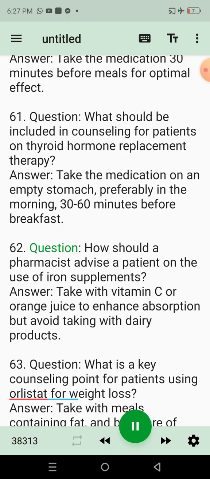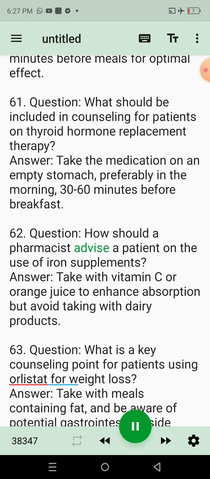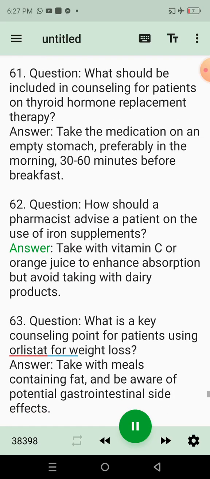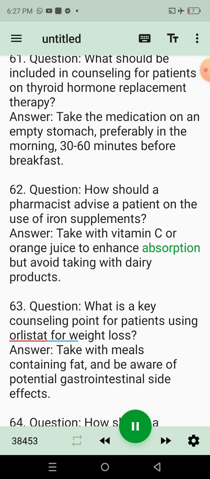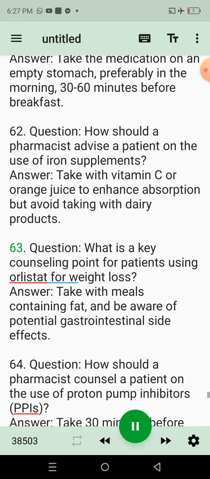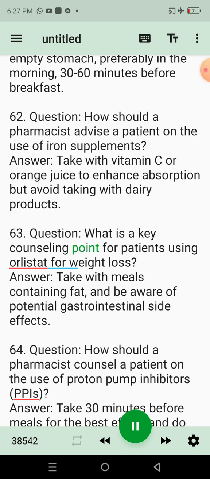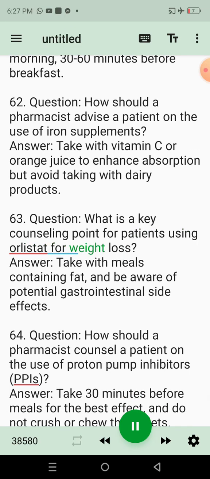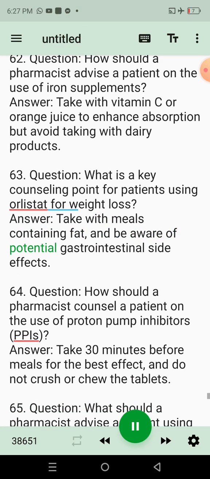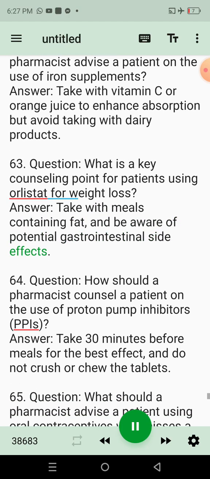62. Question: how should a pharmacist advise a patient on the use of iron supplements? Answer: take with vitamin C or orange juice to enhance absorption, but avoid taking with dairy products. 63. Question: what is a key counseling point for patients using orlistat for weight loss? Answer: take with meals containing fat, and be aware of potential gastrointestinal side effects.